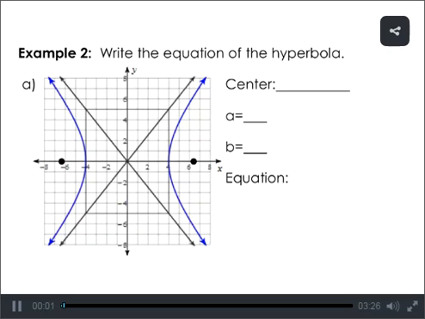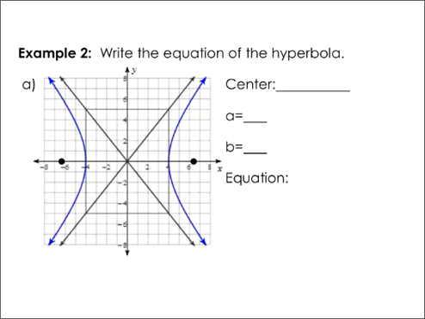Right, example 2 wants us to write an equation given the graph. So first thing we need to find is the center. Notice that the center is right at the origin, so it's at 0, 0. The next thing I need to look at is which direction it's opening. So it's opening left and right. The x-axis goes left and right, so I know that my x squared will be first.